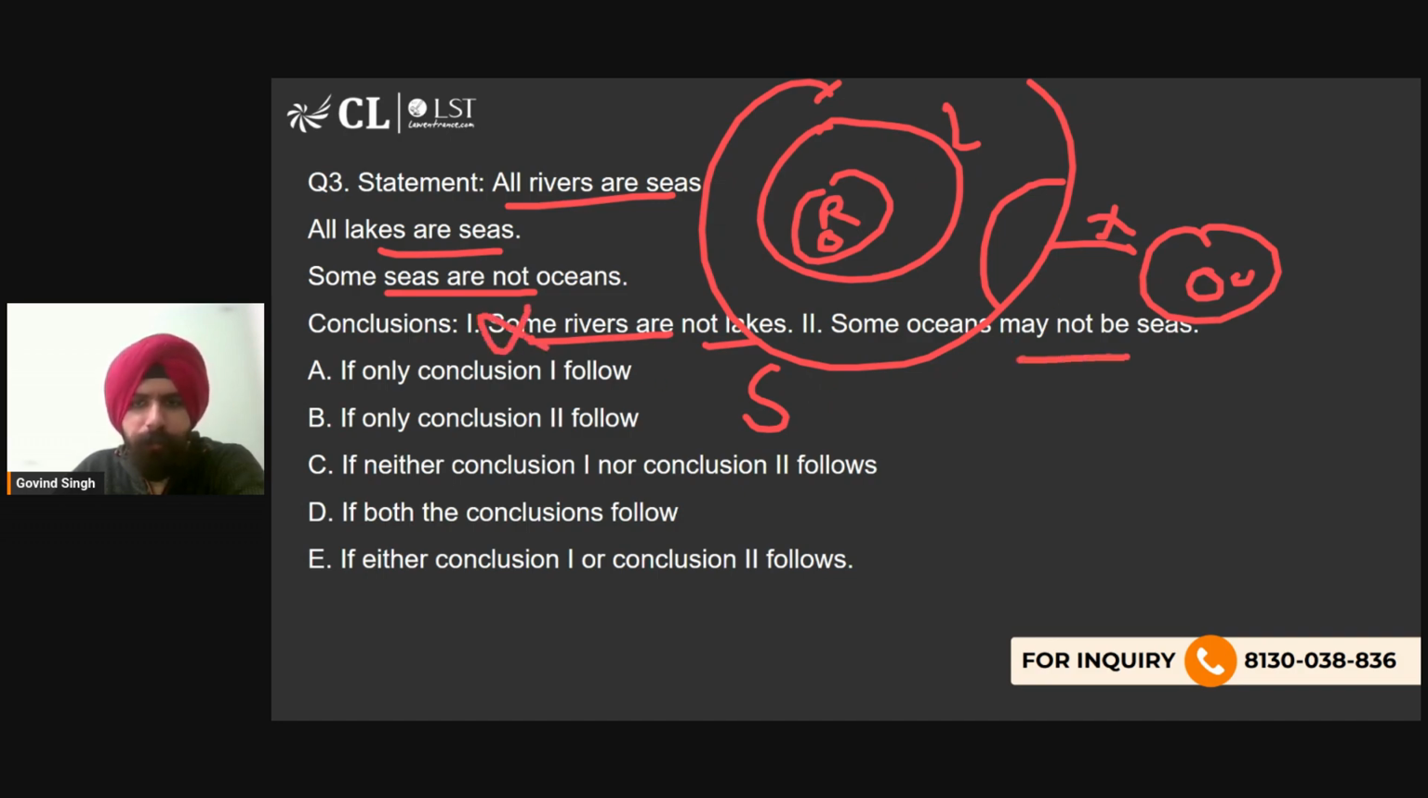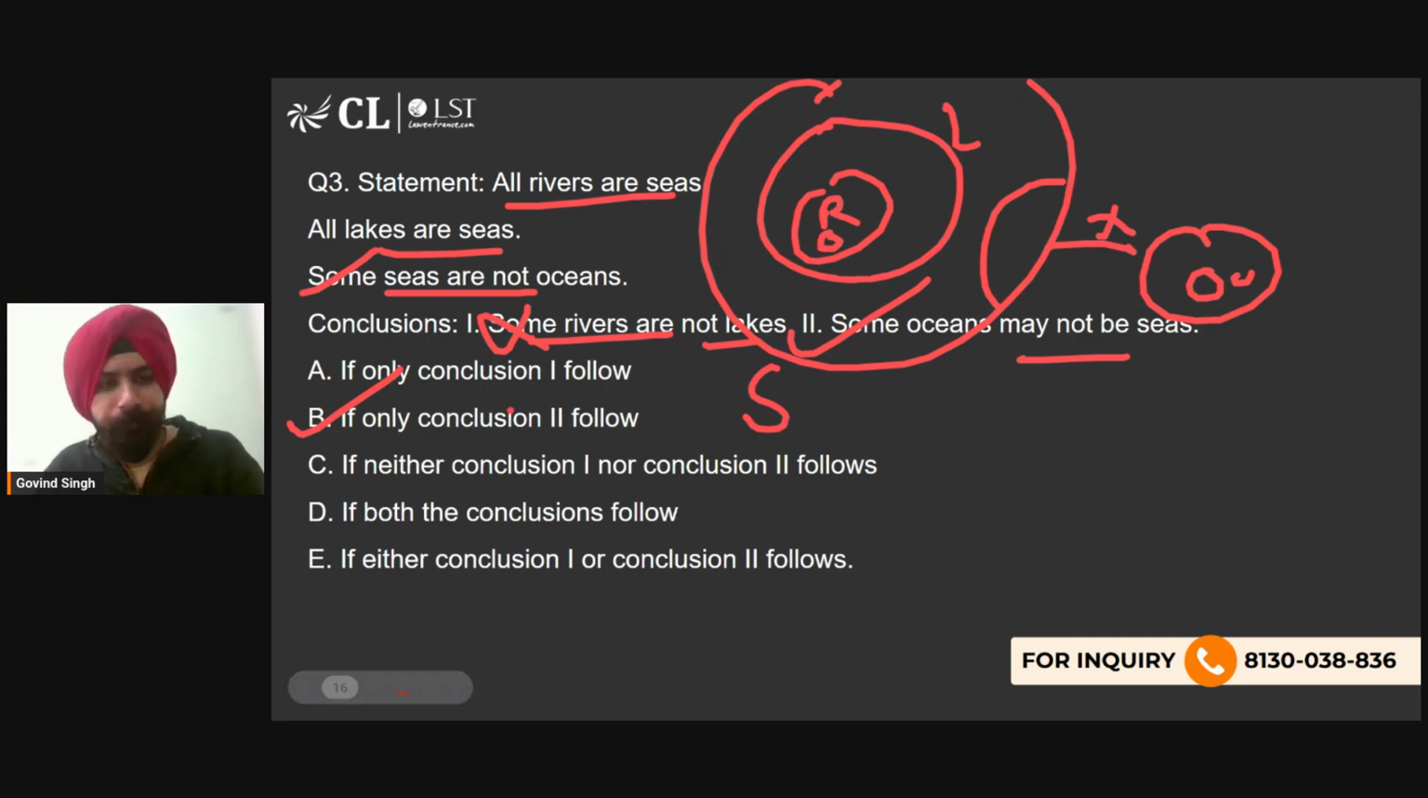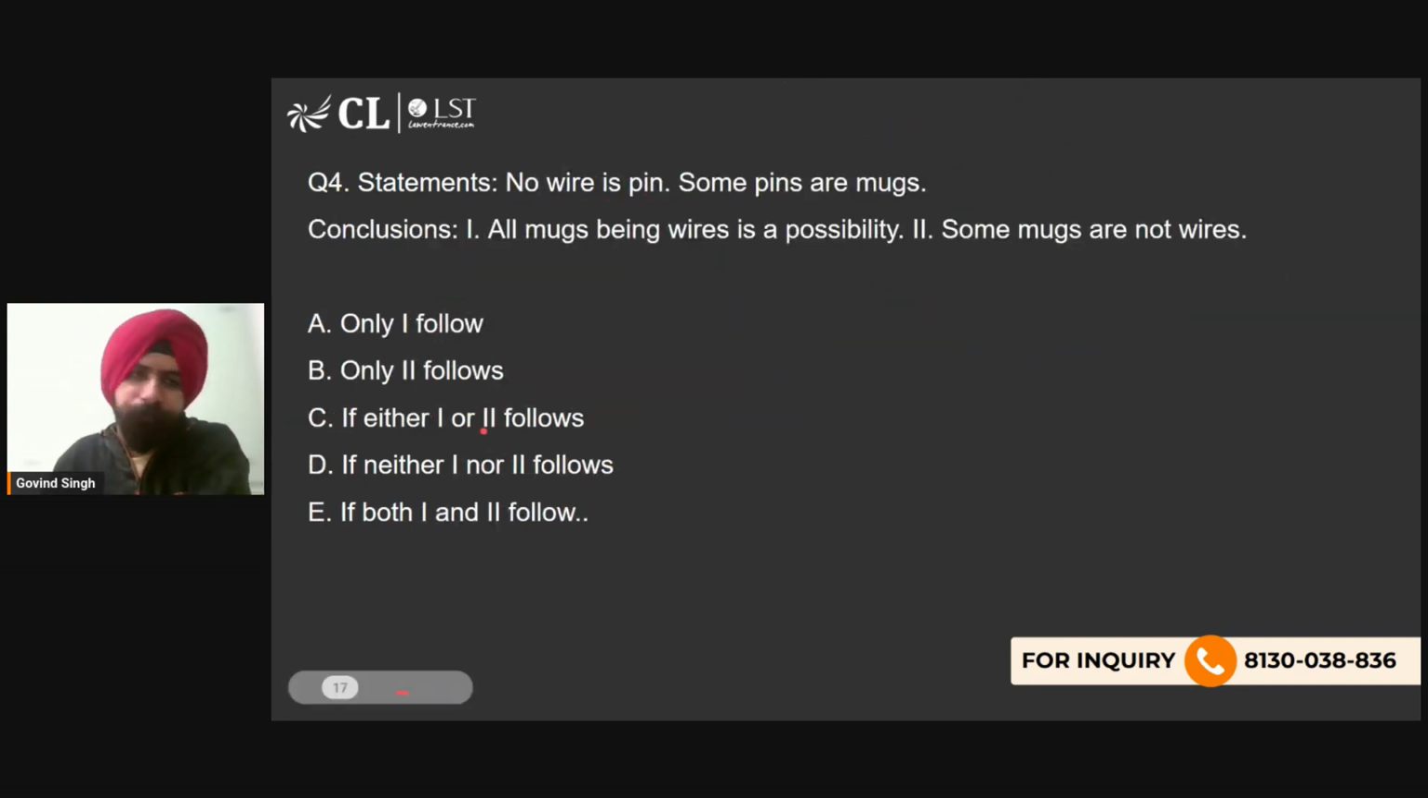Some oceans may not be seas. Some seas are not oceans, so some oceans may not be seas. This would be correct, right? The second conclusion would follow because of this particular statement. So that means only conclusion 2 follows, which means option number B would be the correct answer. Okay, let's move to the next one.